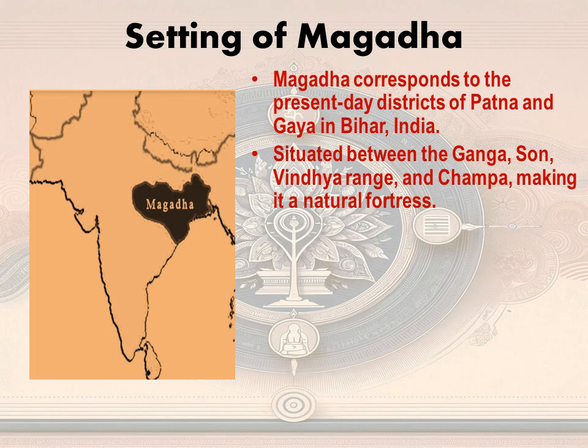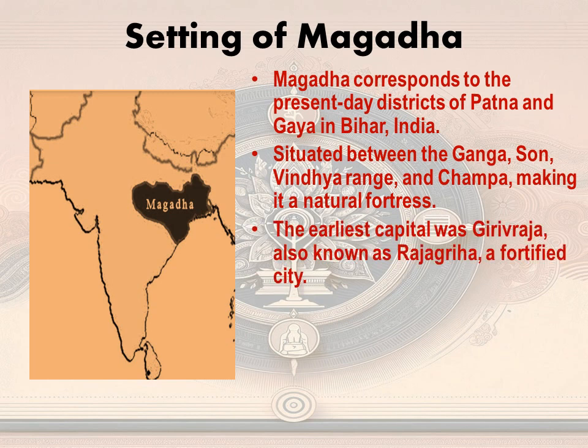Situated between the Ganga, Son, Vindhya range and Champa, making it a natural fortress. So Magadha had all these geographic features around it, that is the Ganga river, the Son river, the Vindhya mountain range, and also Champa, another Mahajanapad, making it a natural fortress.